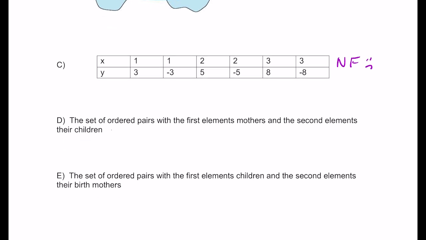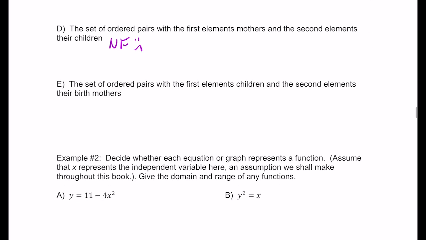Is letter D a function? The set of ordered pairs with the first elements mothers and the second elements their children. So this would not be a function, and the reason is that for a given mother, there could be several children. So if mother is x and children are y, the same x goes to different y values, which it's not allowed to do. Letter E is the set of ordered pairs with the first elements children and the second elements their birth mothers. So here this is a function because each child has only one birth mother.